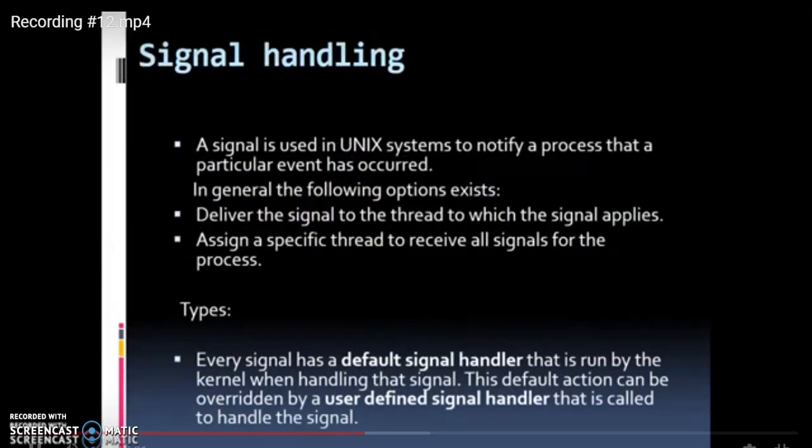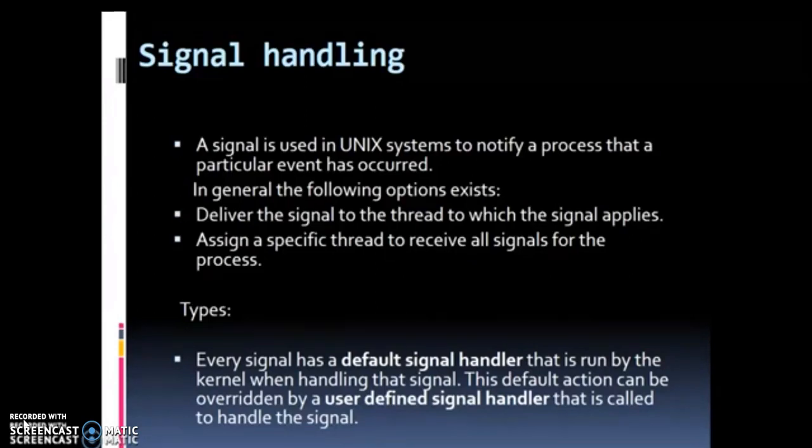Next comes signal handling. A signal is used in Unix systems to notify a process that a particular event has occurred. In general, the following options exist: deliver the signal to the thread to which the signal applies, or assign a specific thread to receive all signals for the process. Every signal has a default signal handler that is run by the kernel when handling that signal. This default action can be overridden by a user-defined signal handler.